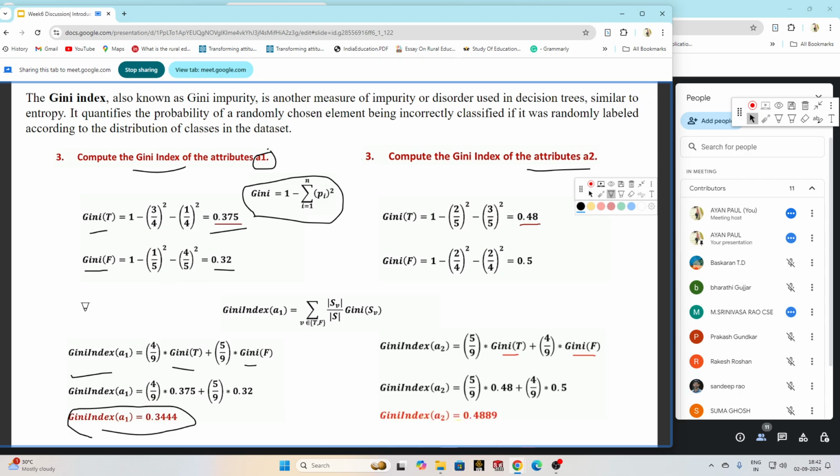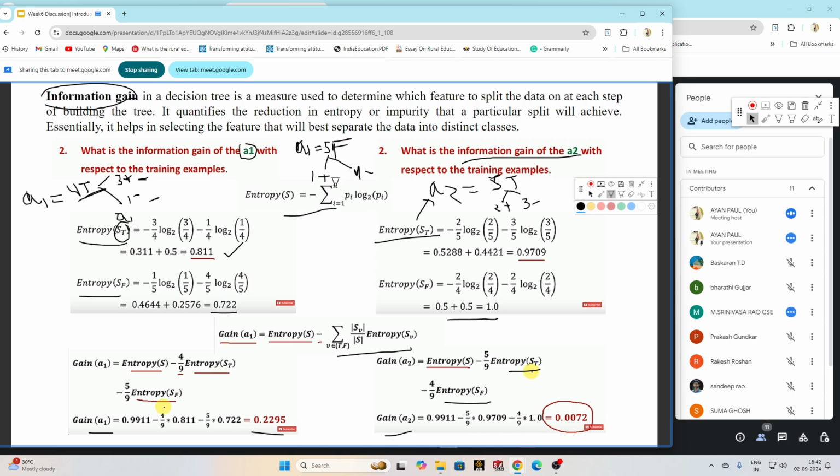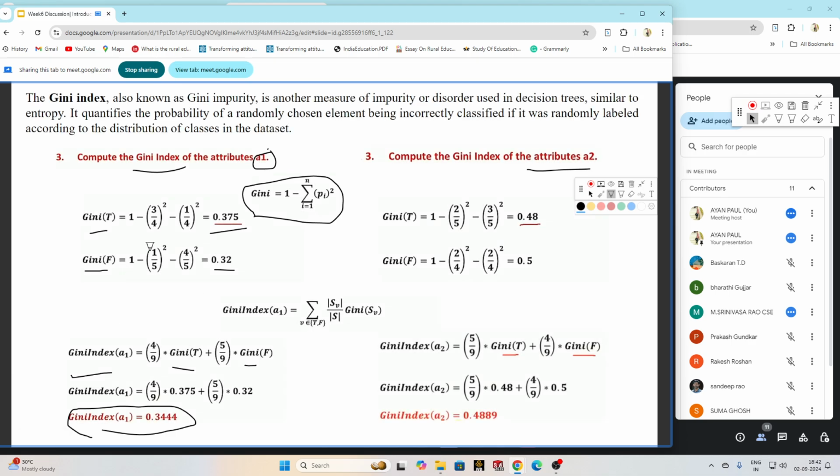Now Gini of false, same thing: 1 minus 1 by 5. Why 1 by 5? Because we have 1 positive prediction and 4 negative predictions. So 1 minus 1 by 5 whole square minus 4 by 5 whole square. One is giving only a positive prediction, the other 4 are giving negative predictions. That is why 1 minus 1 by 5 whole square minus 4 by 5 whole square. So that is Gini of false.